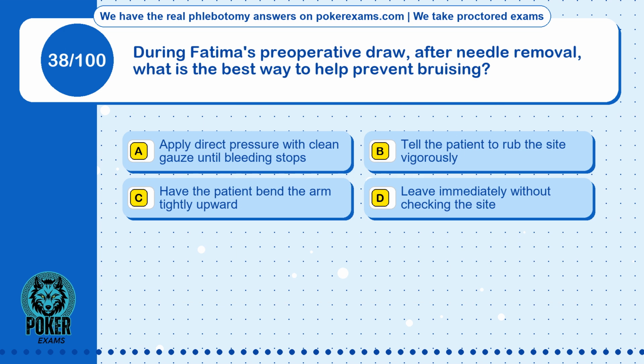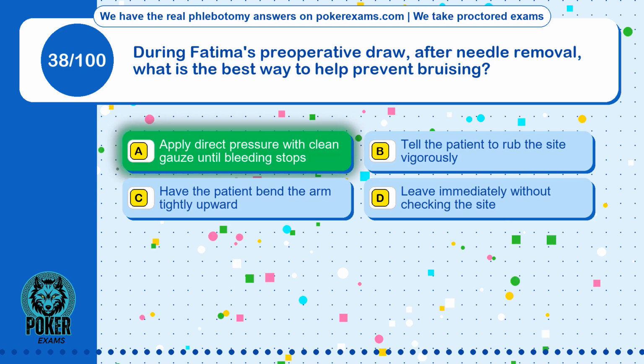Question 38. During Fatima's preoperative draw, after needle removal, what is the best way to help prevent bruising? Option A. Apply direct pressure with clean gauze until bleeding stops. Option B. Tell the patient to rub the site vigorously. Option C. Have the patient bend the arm tightly upward. Option D. Leave immediately without checking the site.